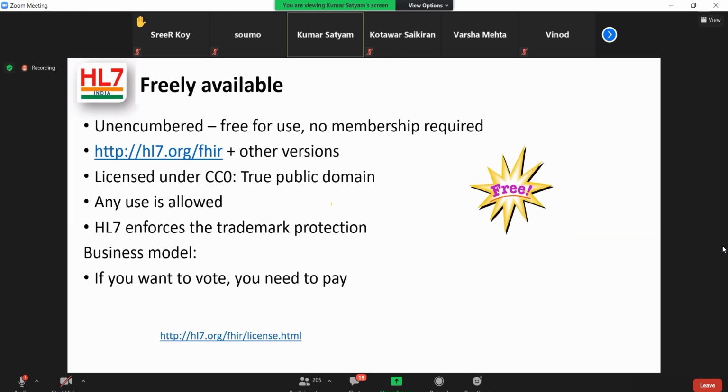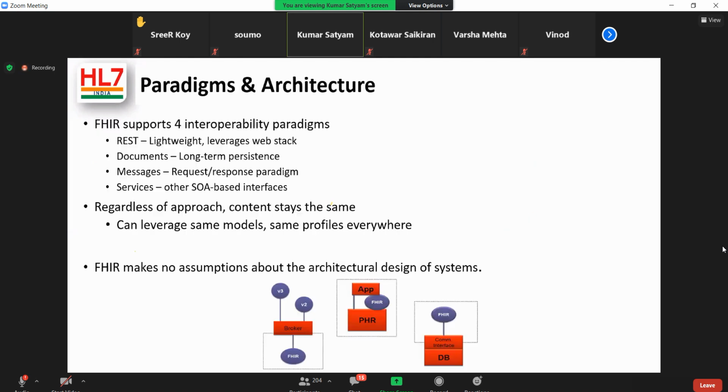Freely available. I think there is no question about it. The FHIR standard is freely available. You can just go ahead and download it and start using it. Okay. We talked about FHIR paradigms and architecture. It supports four.